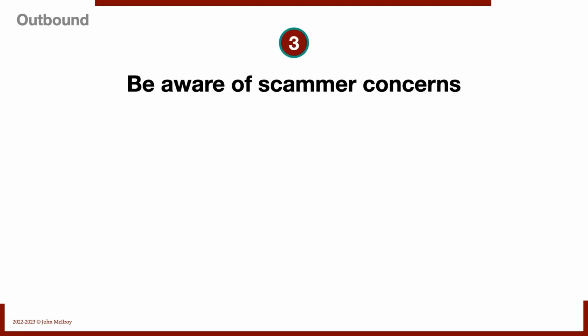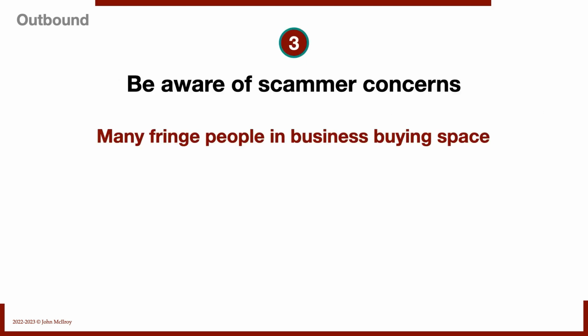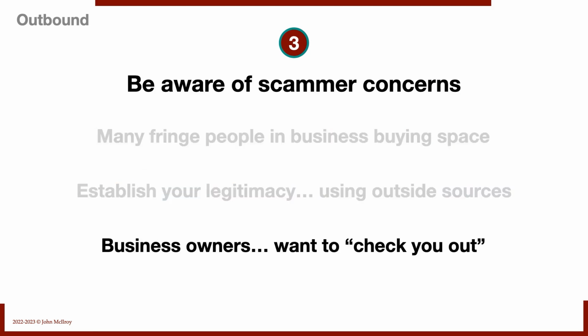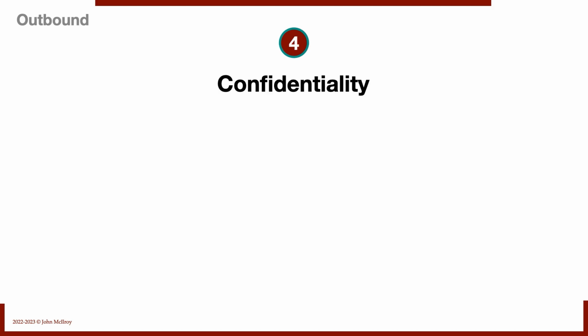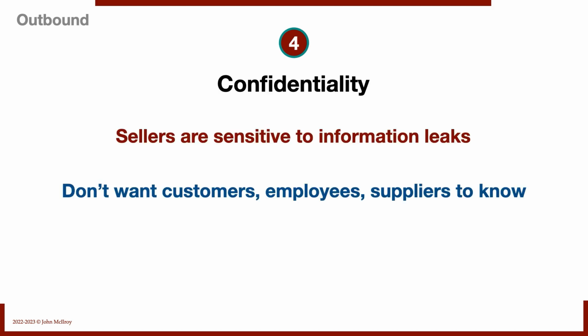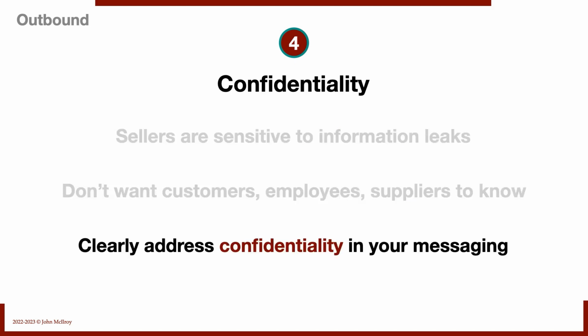You also want to be aware of scammer concerns because there's a lot of fringe people in the business buying space now. You need some way to establish your legitimacy using outside sources. Business owners want to be able to check you out quite apart from their interaction with you, so make sure you have that set up. Confidentiality is important. Sellers are sensitive to information leaks, of course. They don't want customers, employees, and suppliers to know they're thinking about selling. The onus is on you to clearly address confidentiality in your messaging.